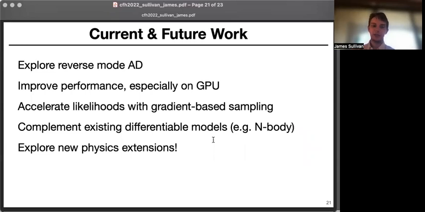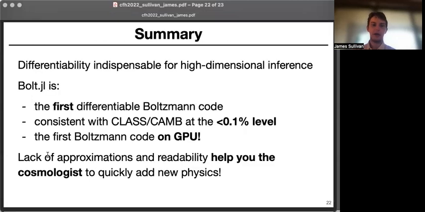We're also interested in generally looking at reverse mode and eventually making it to the point where we can explore, and you can explore, new physics extensions very quickly. So I'll just leave the summary slide here for a few seconds, and I will just read the words. Bolt is the first differentiable Boltzmann code. It's consistent with CLASS and CAMB at the less than 0.1% level, and it's the first Boltzmann code on GPU.